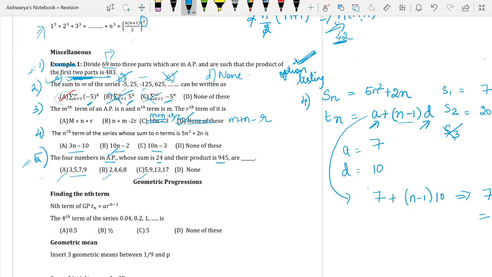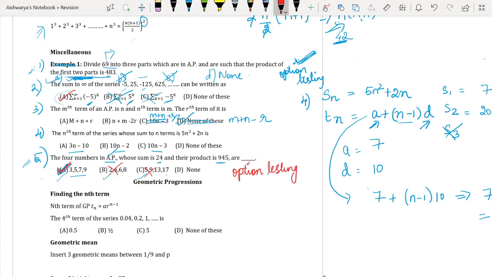Just take your calculator and multiply. 3 into 5 into 7 into 9 gives you 945. So go ahead with option A. Option A is your answer. Don't even check this. See how much time it takes when you have options. So option testing is the best way to do these kinds of problems.